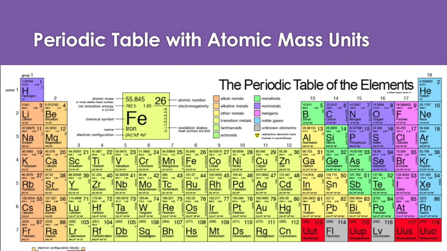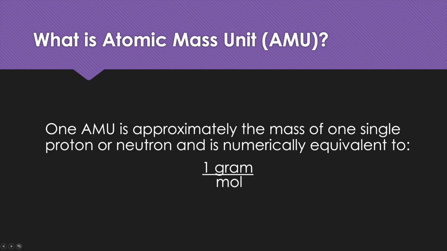But before we learn about the mole, you have to understand what the AMU, or atomic mass unit, is. This is the periodic table, something that all chemistry students need to know how to use. Below each element is a number that represents the atomic mass unit that quantifies mass on an atomic or molecular scale, also known as atomic mass. What is atomic mass? 1 AMU is approximately the mass of one single proton or neutron and is numerically equivalent to 1 gram over mole.